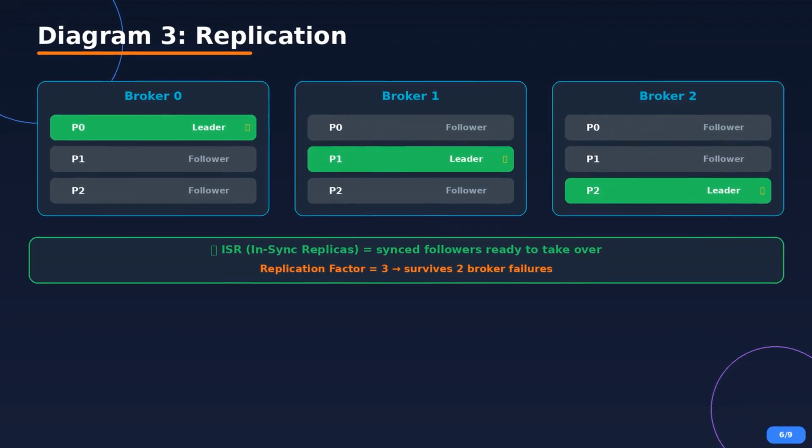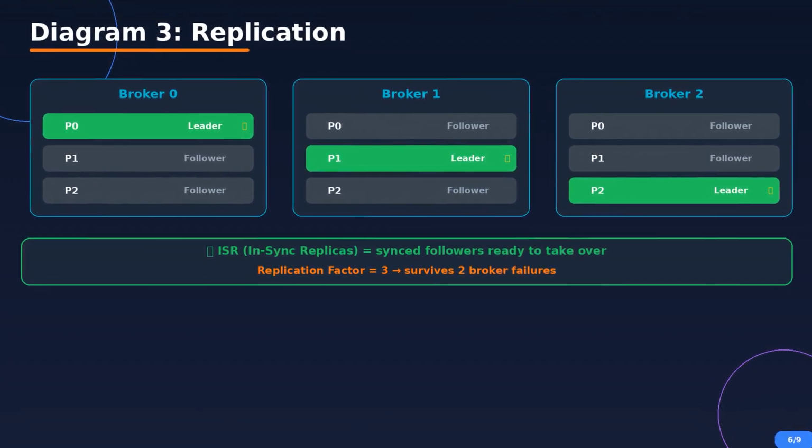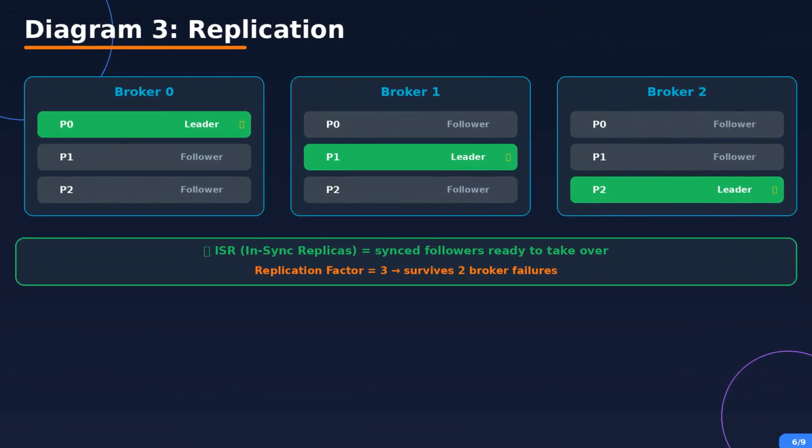Third diagram. Replication. This is how Kafka prevents data loss. Each partition has multiple replicas spread across different brokers. One replica is the leader, handling all reads and writes. The others are followers, just syncing data. If the leader's broker crashes, Kafka promotes a synced follower to be the new leader. The list of in-sync replicas is called the ISR. Typically you set replication factor to 3. 1 leader, 2 followers. You can survive 2 simultaneous broker failures.